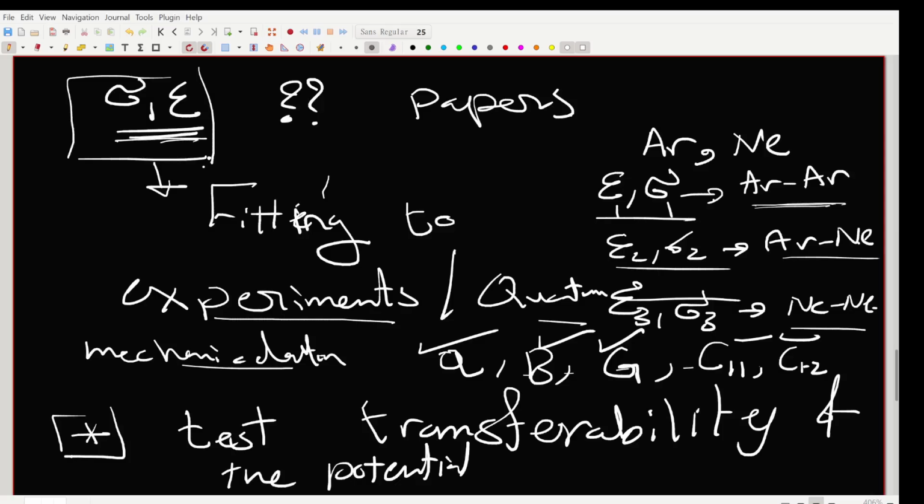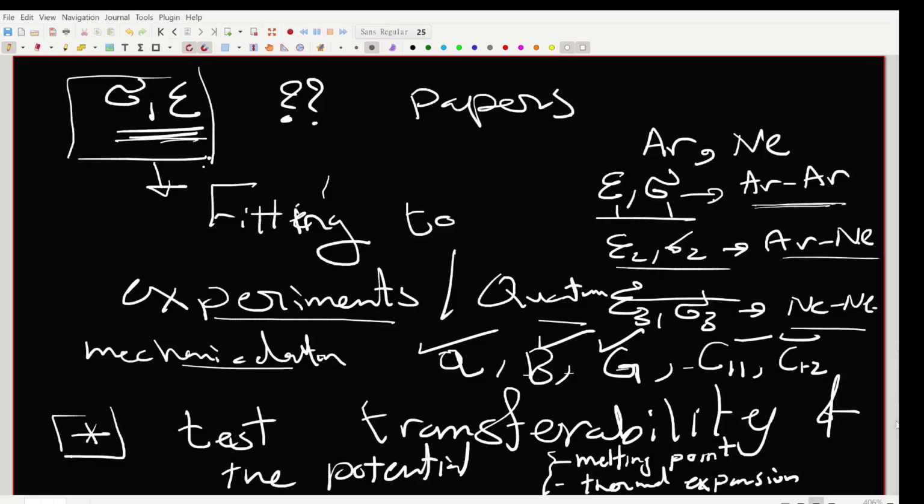Now, how about other properties? For example, let's say melting point. Of course, melting point is a very, very complicated property. How good is your potential in computing it? Other properties, let's say thermal expansion coefficient. How is your material capable of reproducing it? And any other properties, of course, depending on what you are interested in. For example, vacancy formation energy or any other quantity. So after you develop the potential, one usually has to test it first.